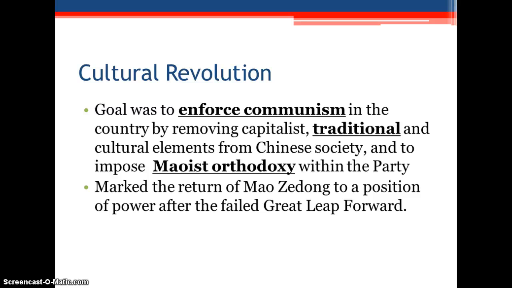The next phase of Mao's leadership is called the Cultural Revolution of China. This had the goal to enforce communism in the countryside by removing capitalist, traditional, and cultural elements from Chinese society and to impose Maoist orthodoxy within the party. So this was kind of Chairman Mao's interpretation of the Soviet orthodoxy, which is their ideology or their list of things that they want to accomplish in their philosophy. This cultural revolution marked the return of Mao Zedong to a position of power after he botched the Great Leap Forward.